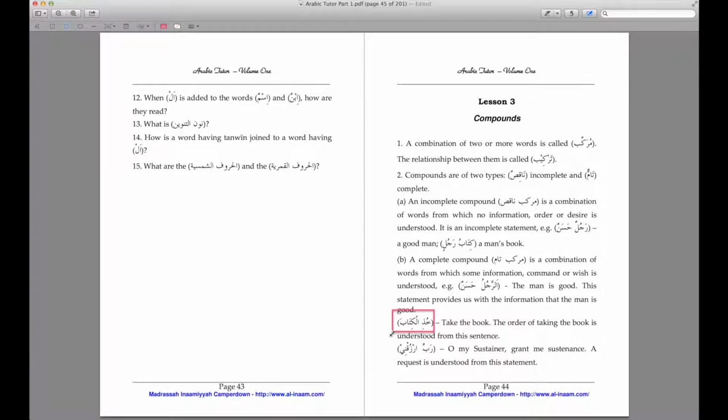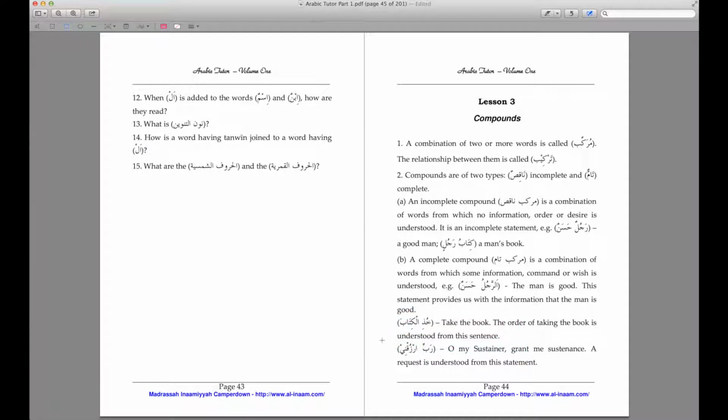Khudil kitaba, take the book. Here again, somebody is commanding someone else to take something specific. Khud, take, is a command. Al-kitaba, the book. It's not saying khud kitaban, take a book. It's saying take the book, a specific book. The order of taking the book is understood from the sentence.